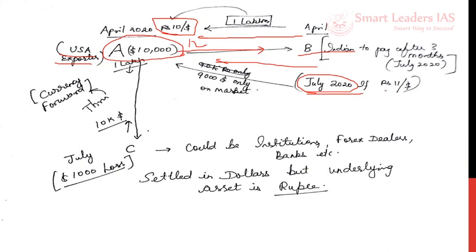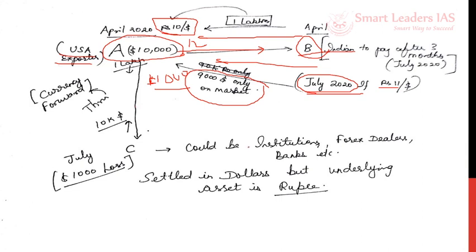But what if in the month of July the rate is rupees 11? So every dollar is going to be converted at rupees 11. So when B is paying 1 lakh rupees to A, when he converts it, he will only get $9,000. So in 3 months, he has faced a loss of $1,000. There is a risk of losing $1,000, right? So in order to hedge or offset this risk, we can use derivatives. The very purpose, or the objective, of a derivative is to hedge the risk.